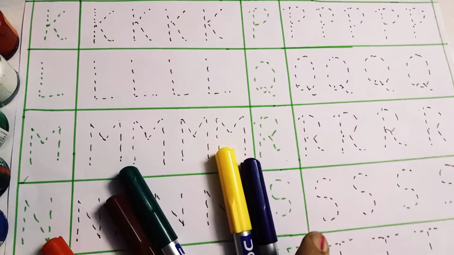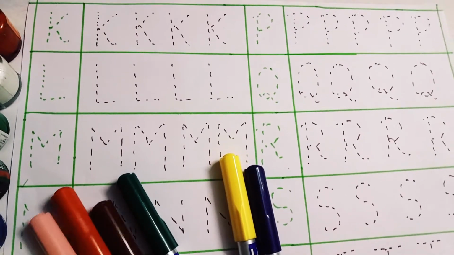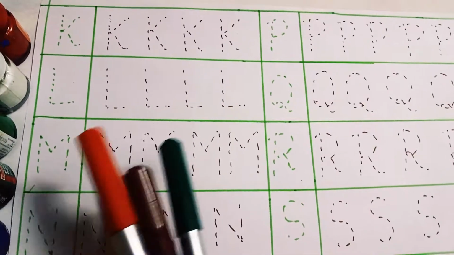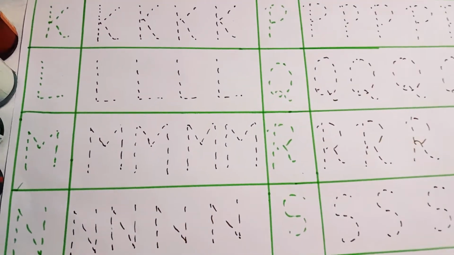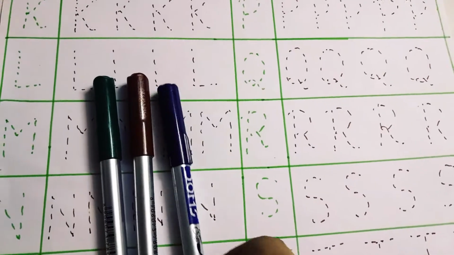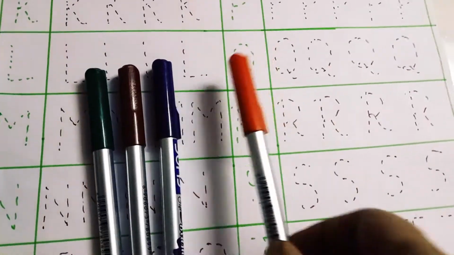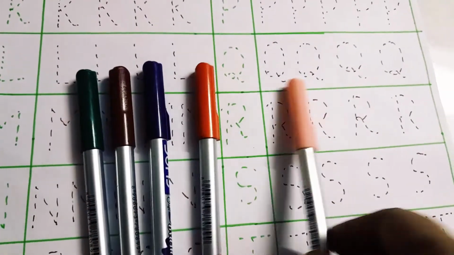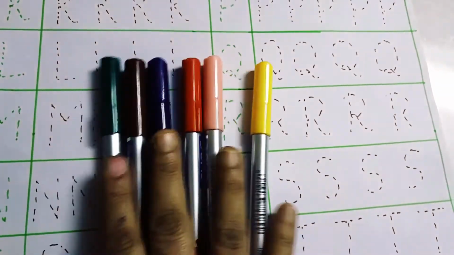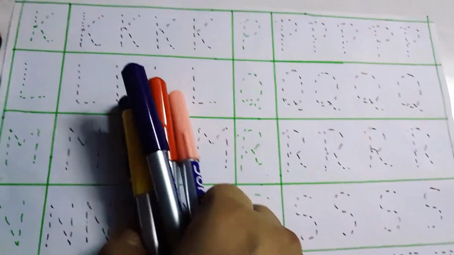Continue our ABCD writing with K to T. Okay, let's learn colors names first. Green color, brown color, purple color, red color, pink color, yellow color. Let's start writing.